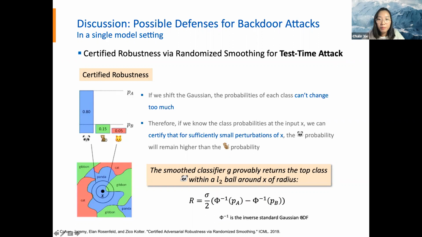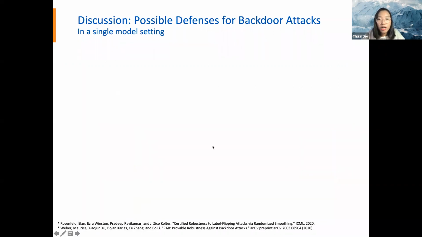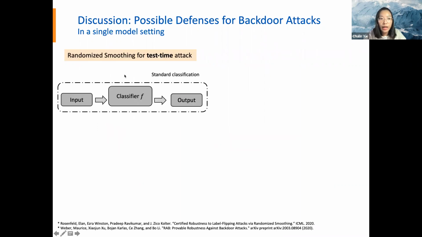In practice, PA and PB are the expectation of class probability with respect to the Gaussian noise distribution of the input. It's the expectation. A more functional description of how this works and how it can be modified for the defense for the backdoor attack is as follows. For the input, which could be an image for image classification, we feed it into a base classifier and we get output. It's a standard classification.